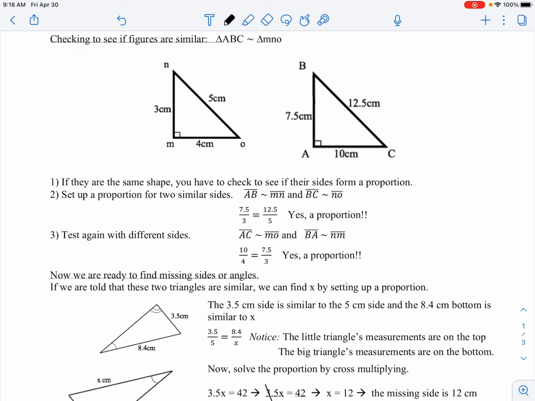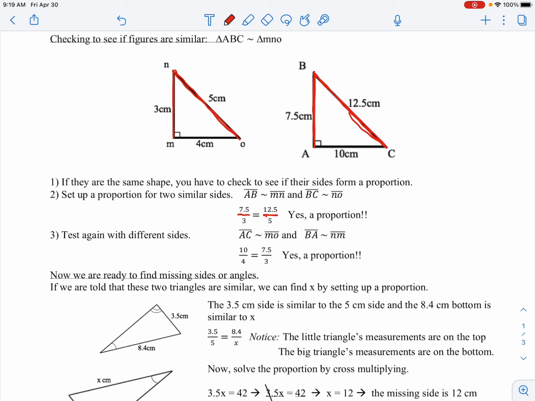So AB here, let me get another color going so we can see. So they're setting up a proportion. So AB, a ratio with NM, and they did that here, 7.5, AB, divided by 3, which is NM. And then they did BC, so this 12.5 here, divided by 5. So they got that here. And just to verify that they have a proportion, we're going to calculate out the side of that.